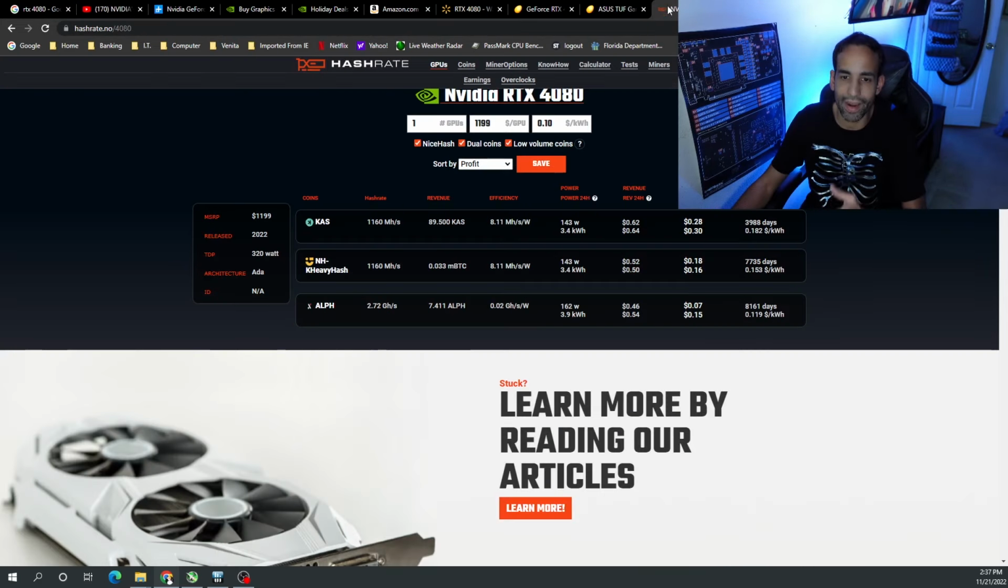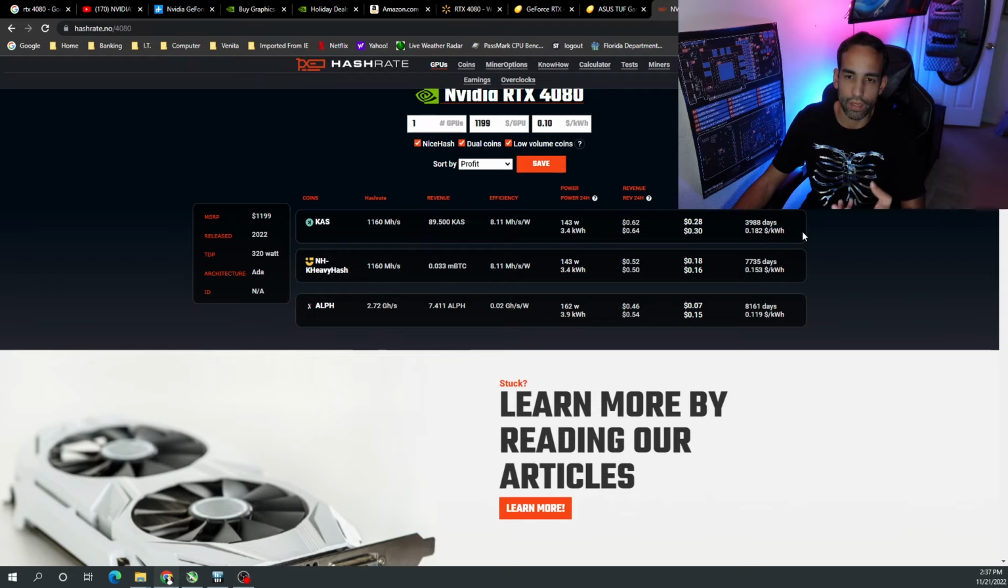And then when you look at the mining side of things, it's not attractive at all. So who is this card for? Well, it's not for anybody specifically. Nvidia is just trying to release a next generation card that does have a performance increase, but the pricing is just not adequate in my opinion.